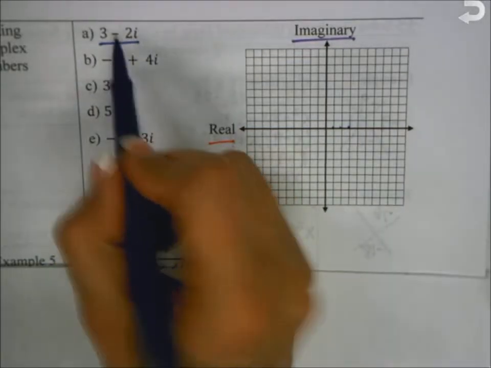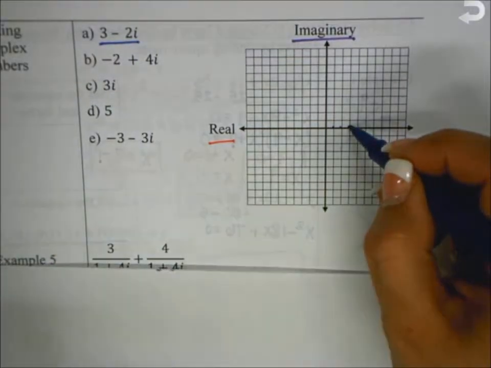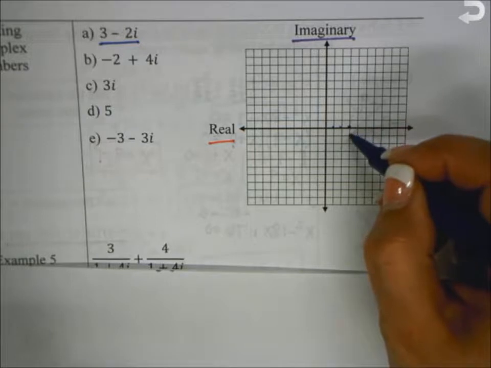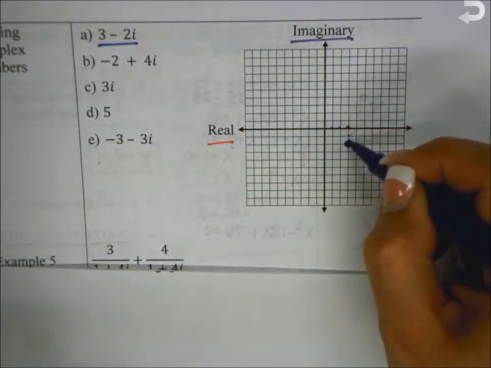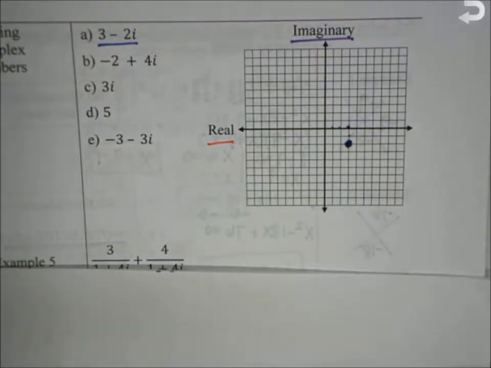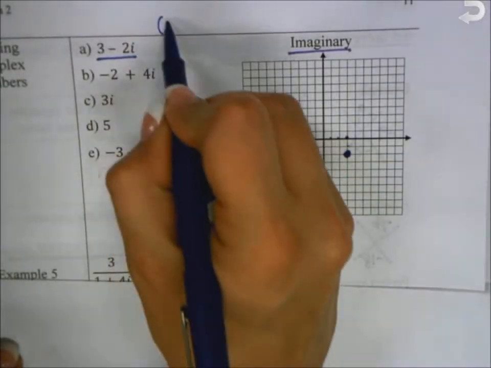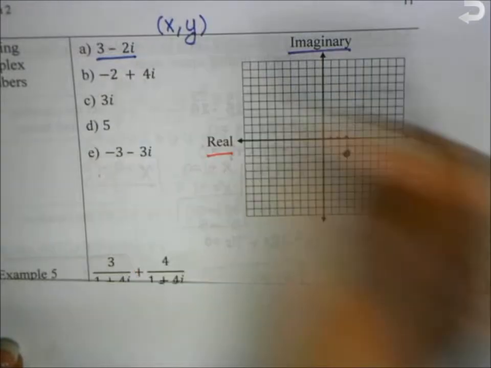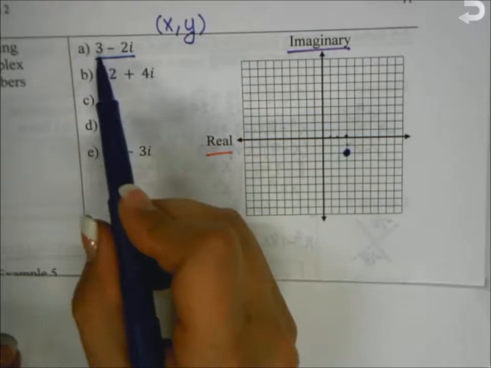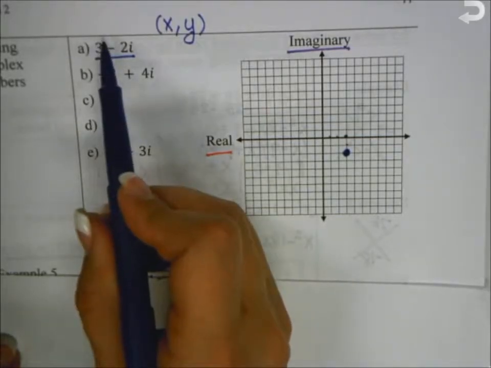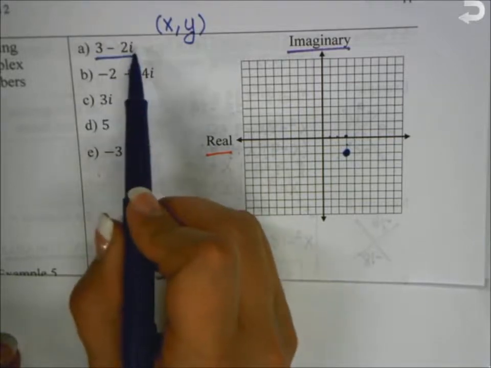Okay? So you know how when we usually graph, we have x, comma, y? It's very similar in this case. We look at our real, and then we look at our imaginary. And that's our point. So this would be A. Okay? So let's try B.